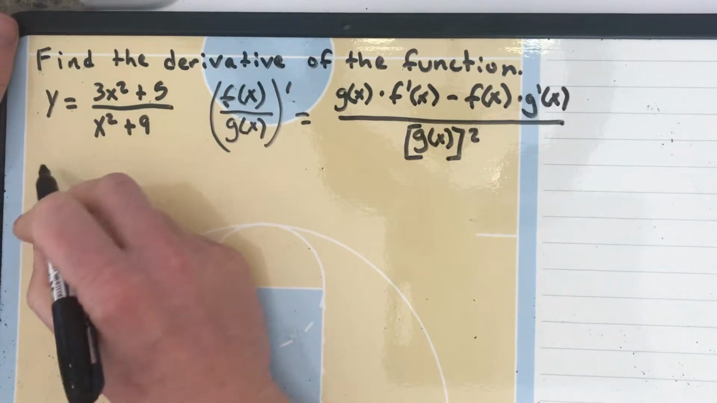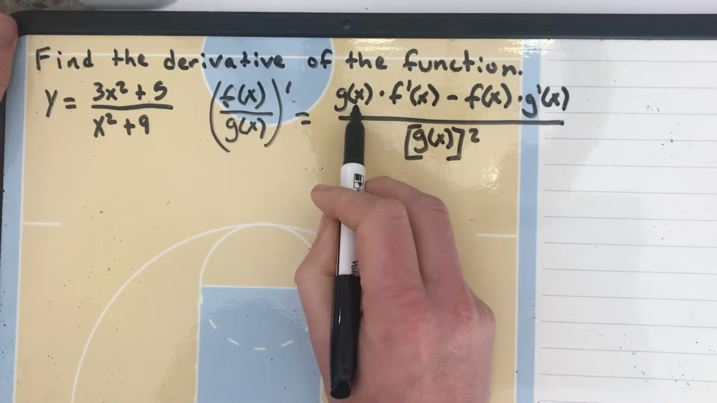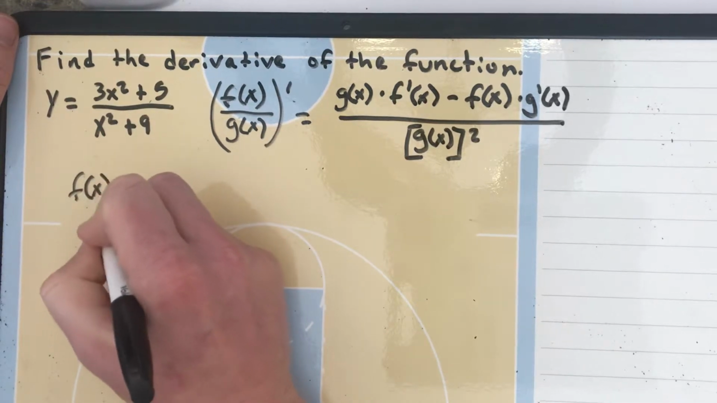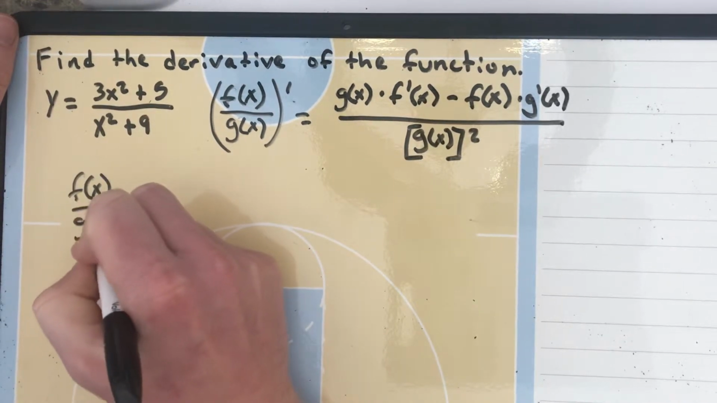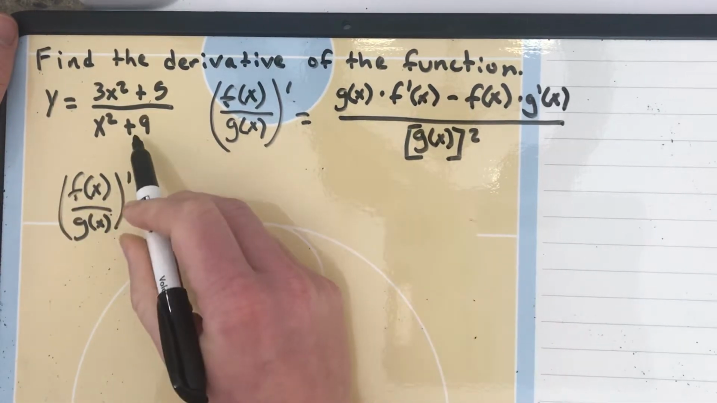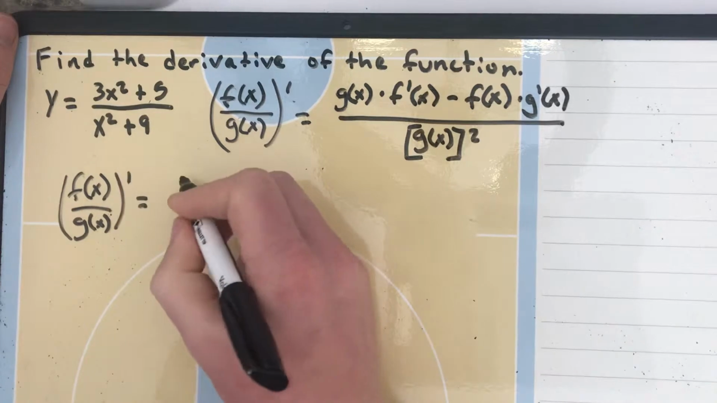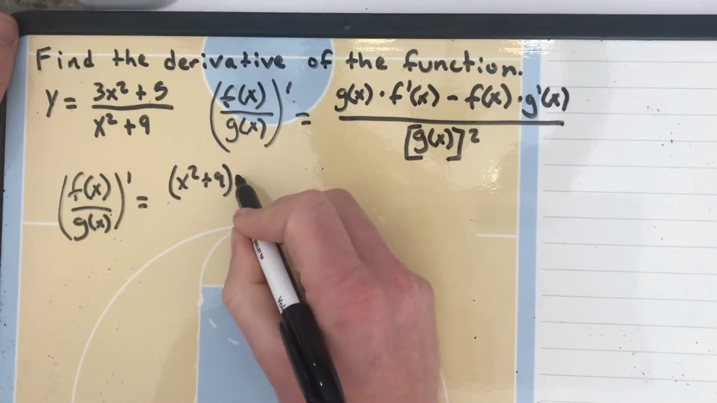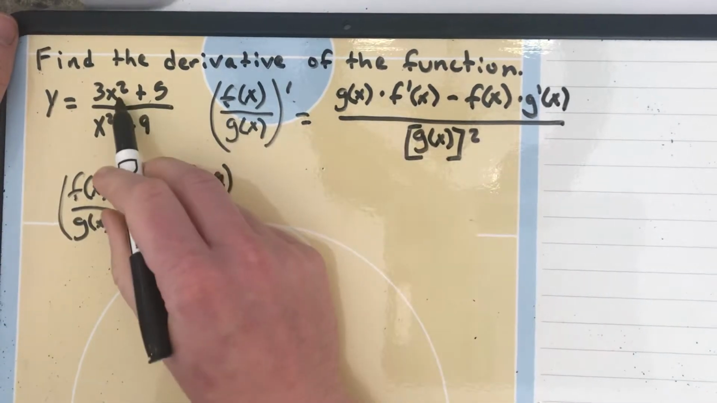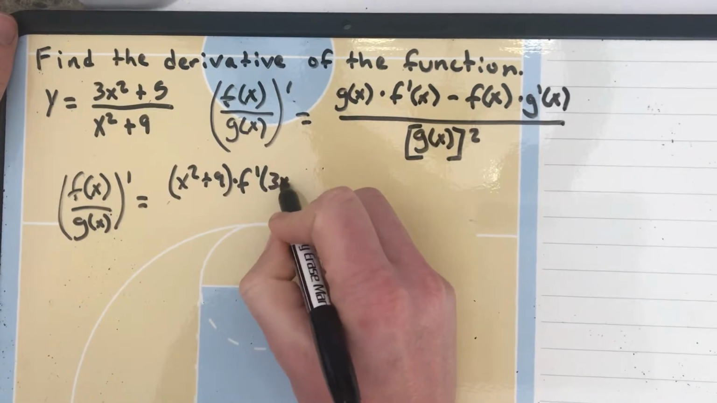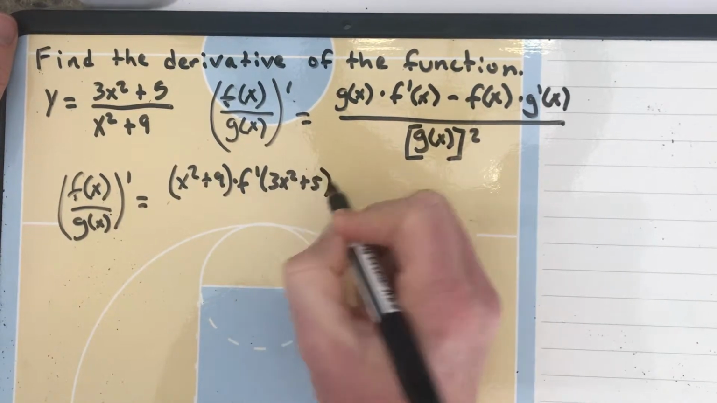So let's start. First part is g of x needs to go first. So we're going to say that f of x over g of x, prime is going to equal the bottom function, which is g of x. So we'll have x squared plus 9. And we need to do the derivative of this function here. So times f prime, the derivative of 3x squared plus 5.